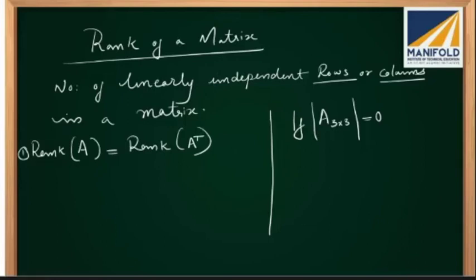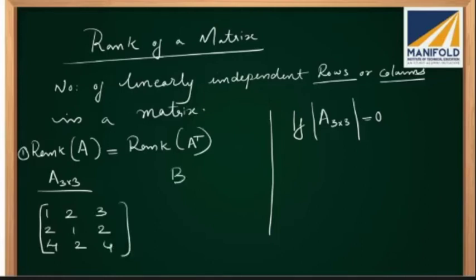We'll consider three different 3 by 3 matrices. I'll take three different choices. My first choice is 1, 2, 3, 2, 1, 2, and 4, 2, 4. This is my first matrix. I'll take another 3 by 3 matrix B, that is 1, 2, 3, 2, 3, 1, and 3, 5, 4. This is the second matrix.